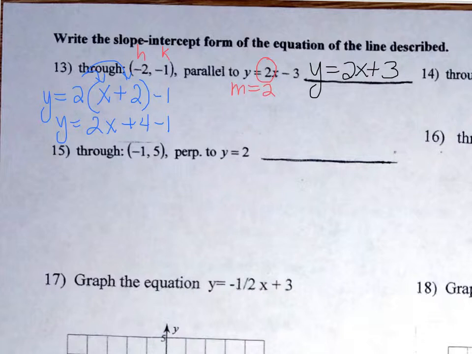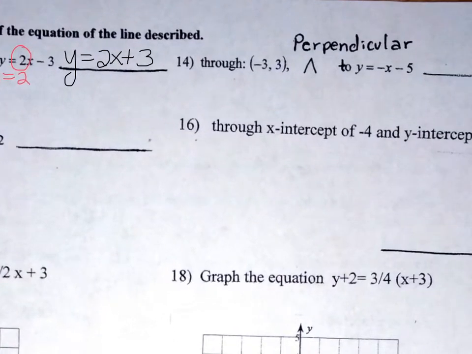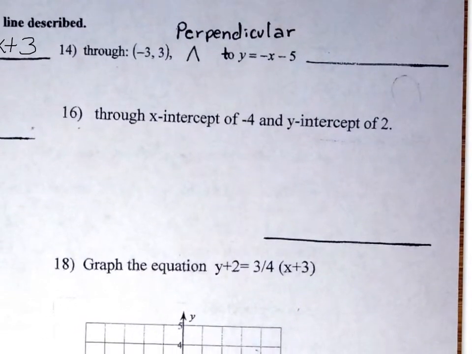So, okay, so number 13, the answer is y equals 2x plus 3. Number 14. In number 14, it says you want a line perpendicular to that line. So the slope of the line is negative 1. The slope of the perpendicular line is a negative reciprocal of negative 1, which is 1. The point is negative 3, 3, so that's h and k.